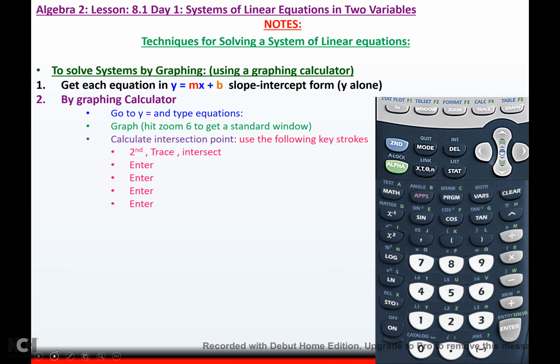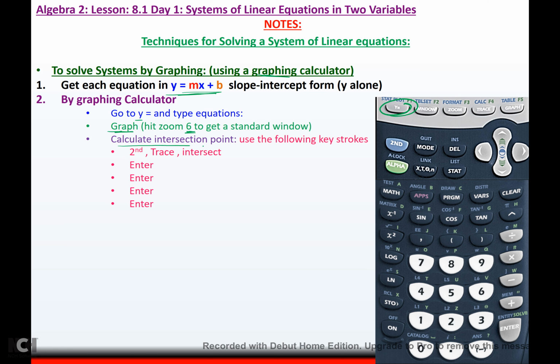All right, so now we are going to learn some graphing calculator techniques. It says to solve systems by graphing using a graphing calculator, you still have to get y alone. Okay, you still have to get y alone. The calculator doesn't understand an equation unless y is alone. So then you're going to go to y equals, this key right here, and you're going to type in your equations. Then you're going to hit graph or zoom 6 to get a standard window. You might have to change that.